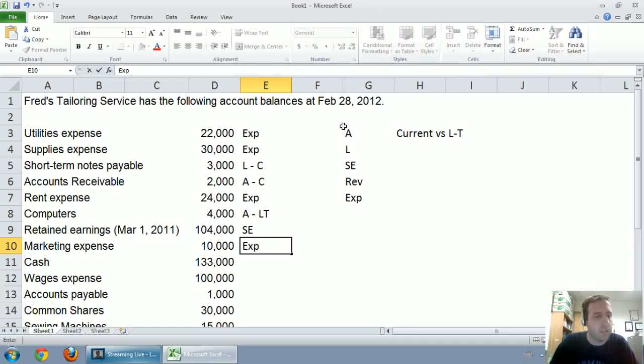Marketing expense is indeed an expense. Cash is an asset. It's the king of all assets. If a company runs out of cash, they're dead meat, and it's a very current asset. It's the most liquid of assets. On to wages expense.